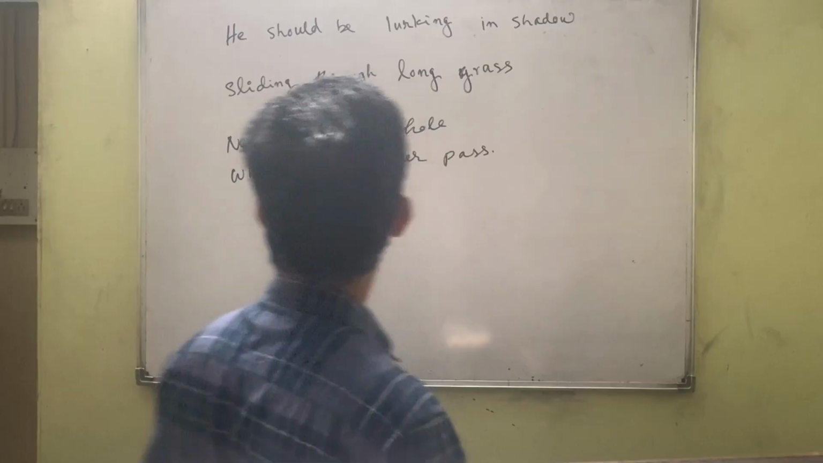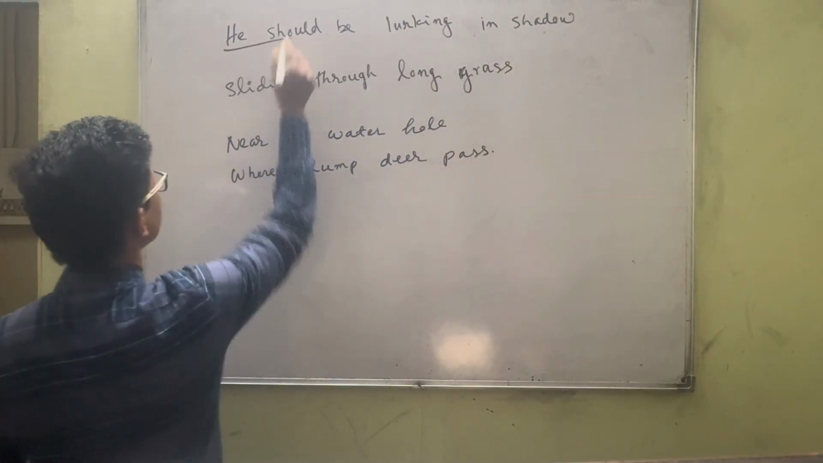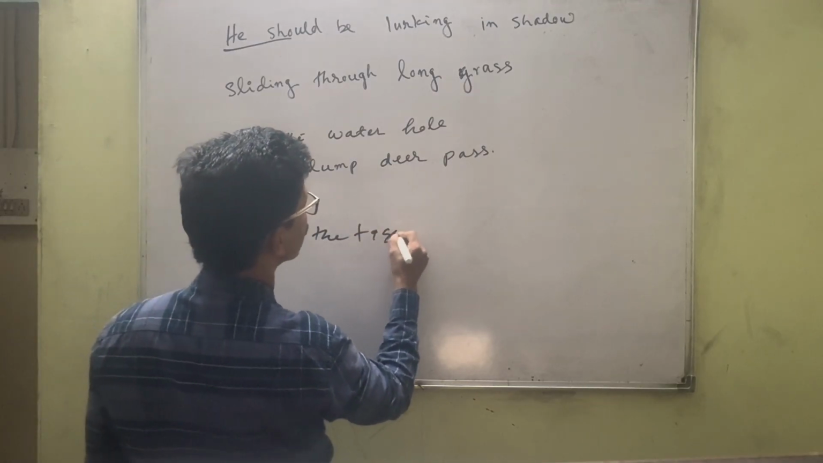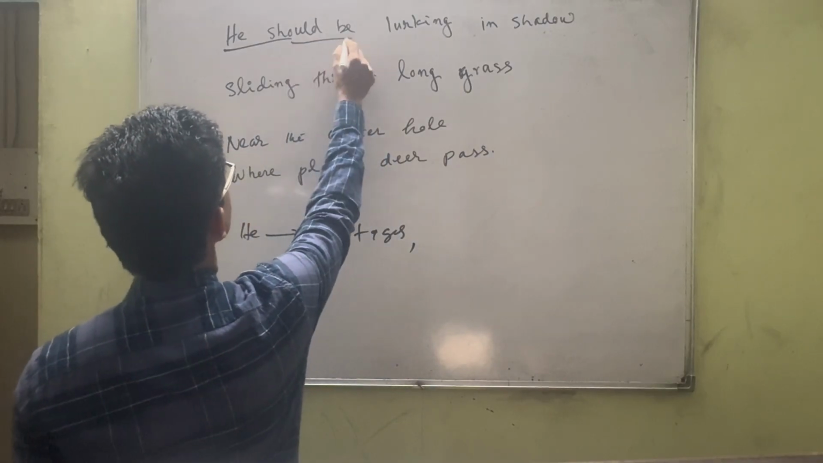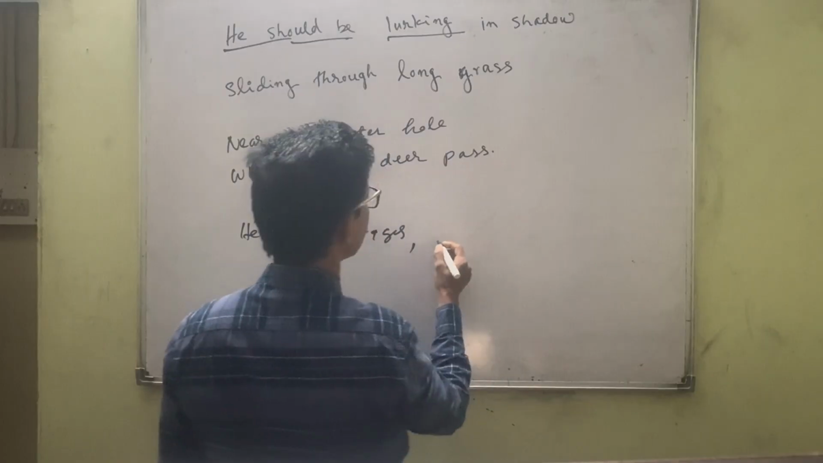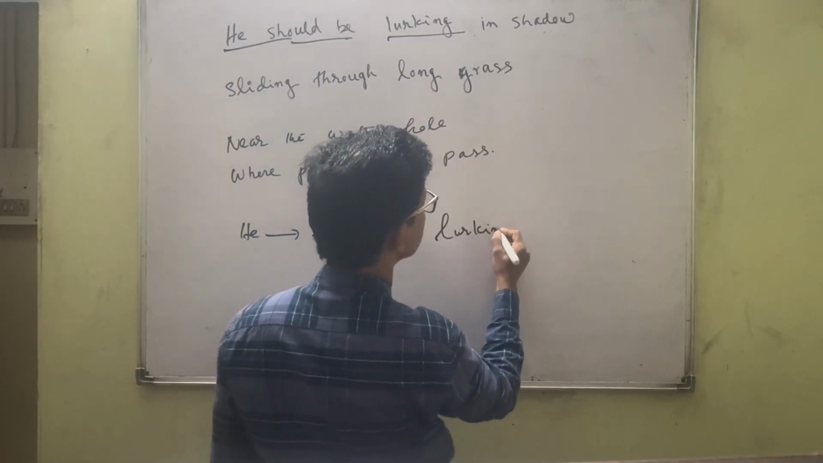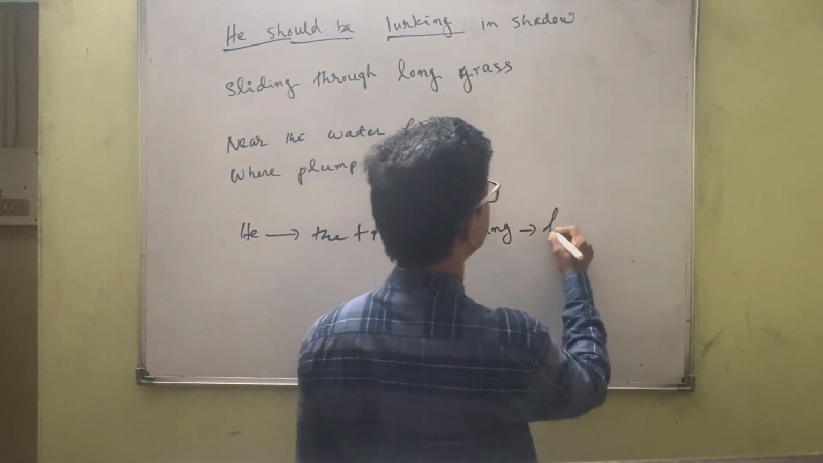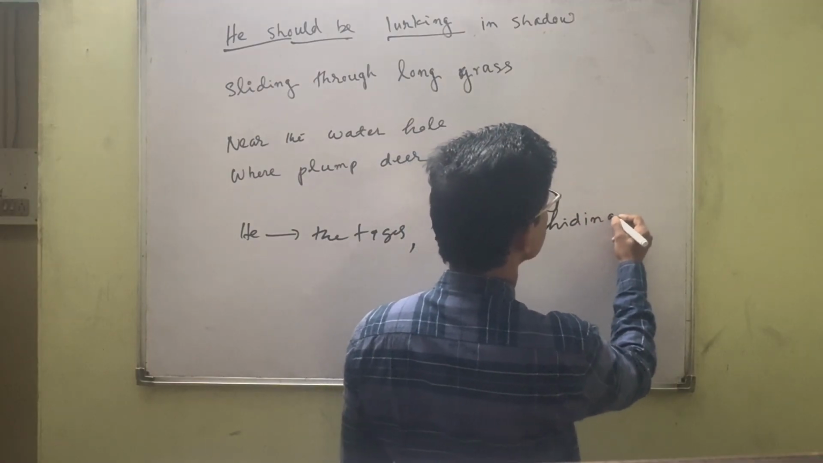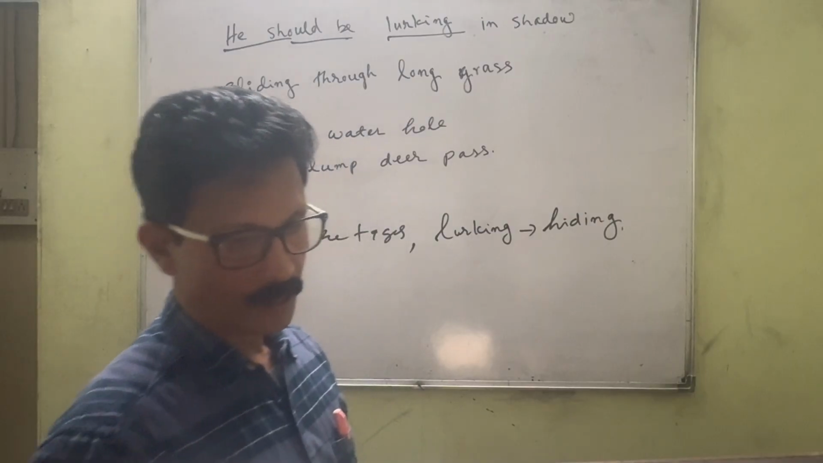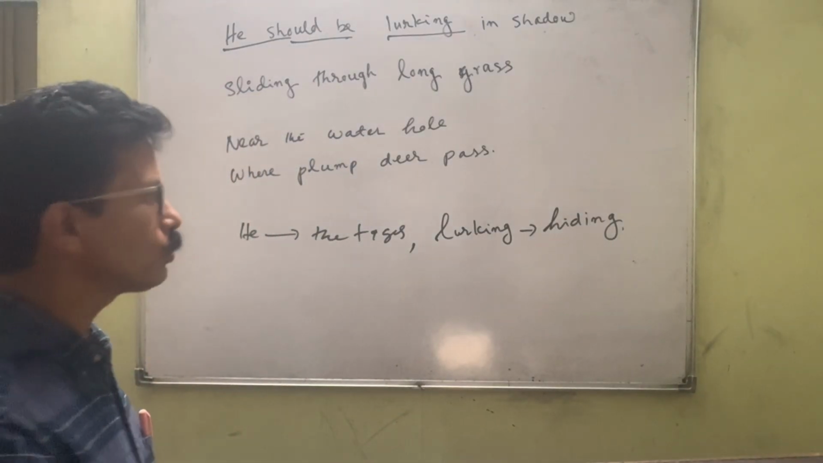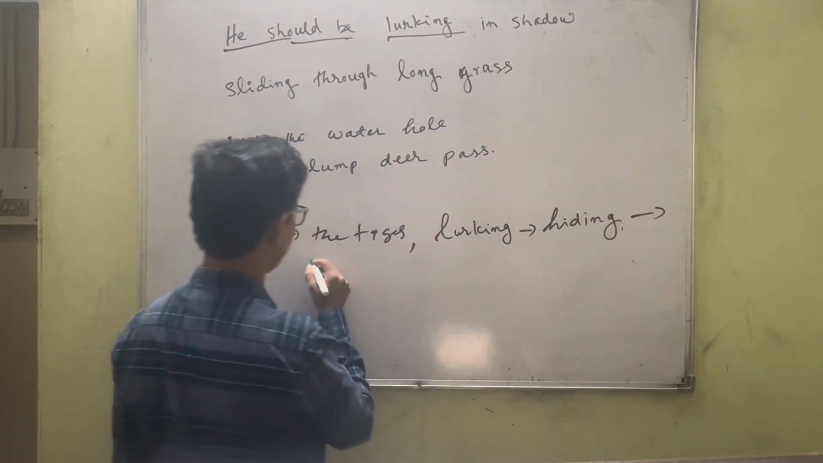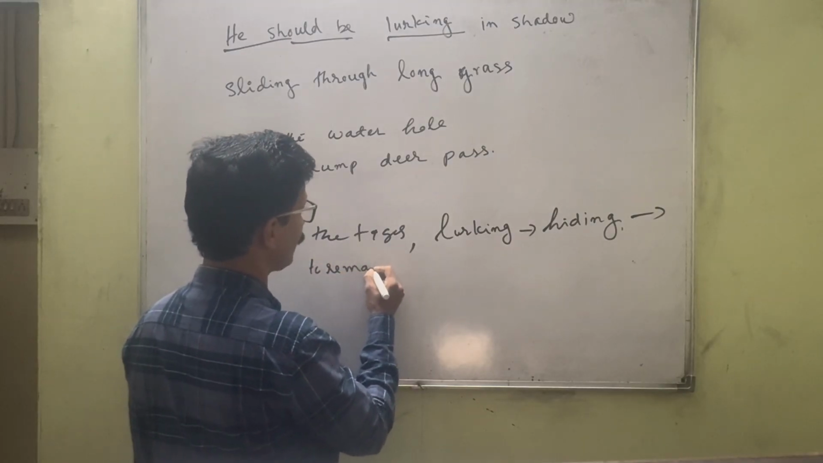Listen. He should be lurking. He means who? The tiger, yes, should be lurking. Lurking means hiding. He should be hiding. Understand my point? That means to remain hidden.